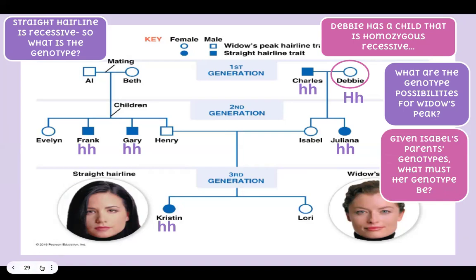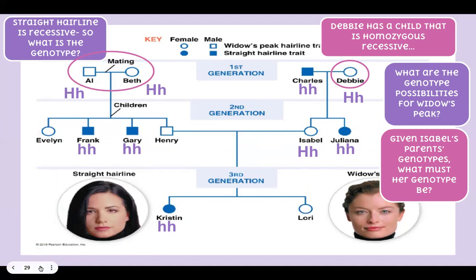Now we can finish with Isabel here. Isabel must also be heterozygous because she's going to receive one little h from her dad, Charles. So she must be heterozygous. Now we've solved this complete family. Let's go over and look at Al and Beth and their family.